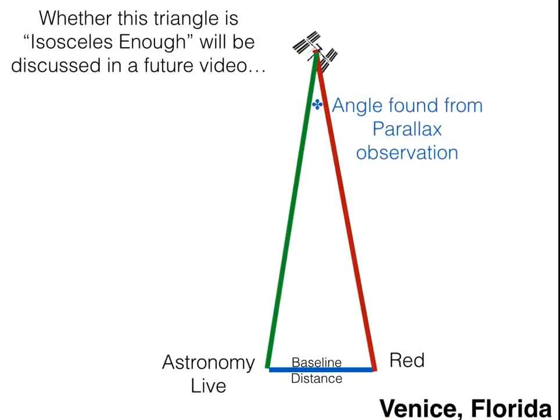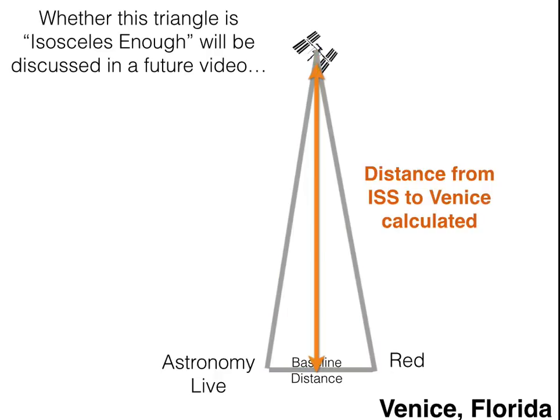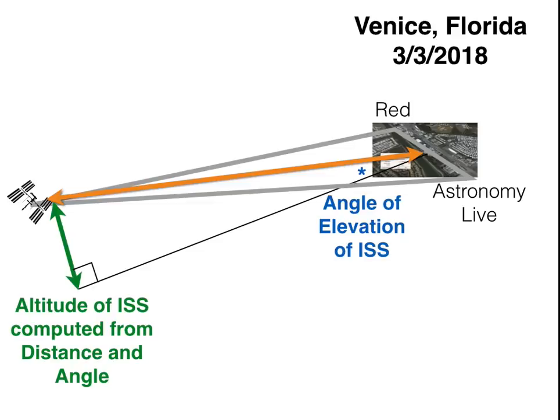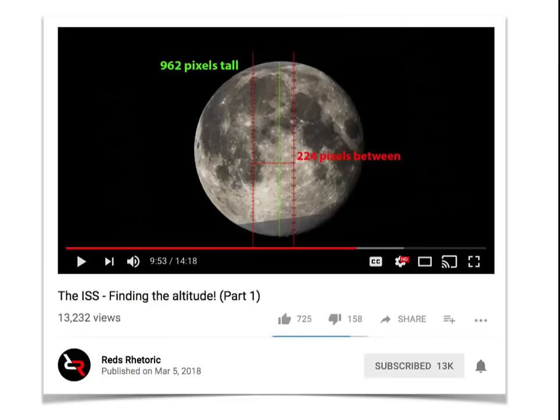Again, I know there's a lot of argument over whether that's actually an isosceles triangle or whether it's isosceles enough. But the bottom line is, if you know that angle, that parallax angle, and the baseline distance, you can actually compute the distance to the ISS. So then taking that distance and the angle of elevation, they can actually figure out the altitude of the ISS. So that's the basics of it.